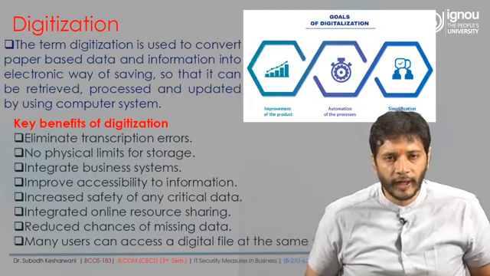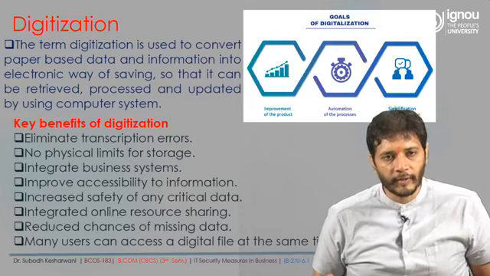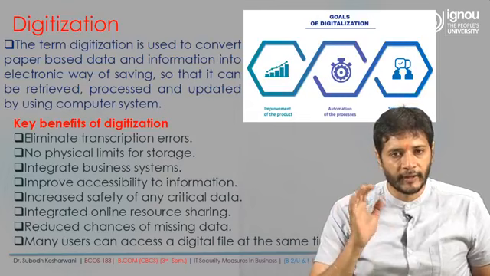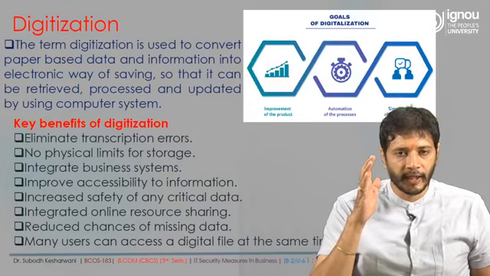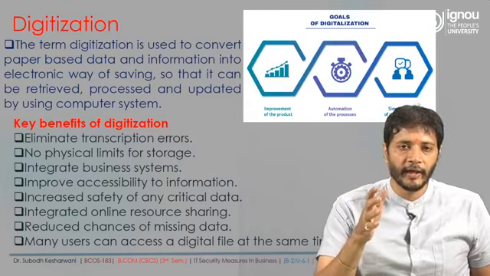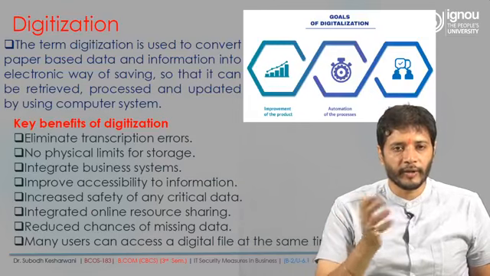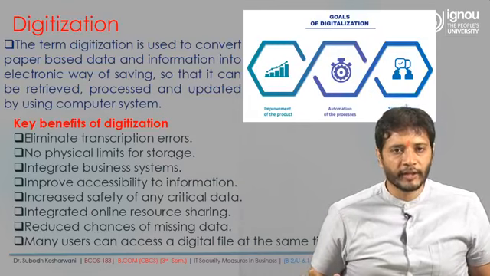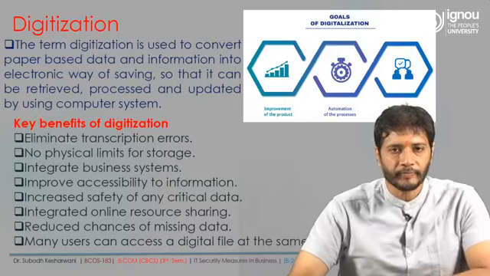So if there is one application, millions and billions of people can be working on that particular application at the same time, and they can amend it, they can rectify it, they can change it, and others can also view what the preceding users had done. So many users can access a digital file at the same time.